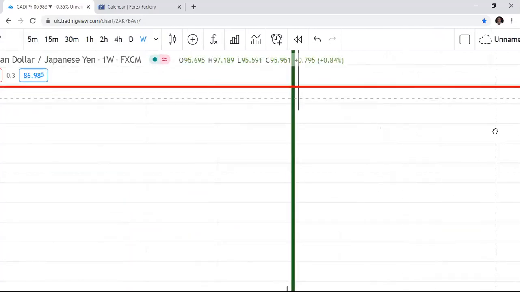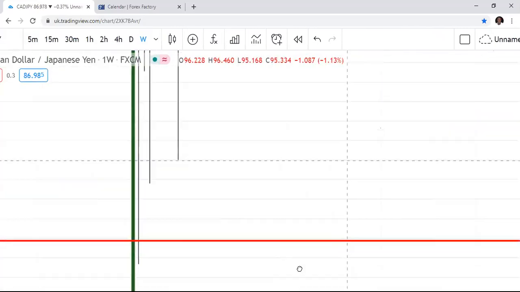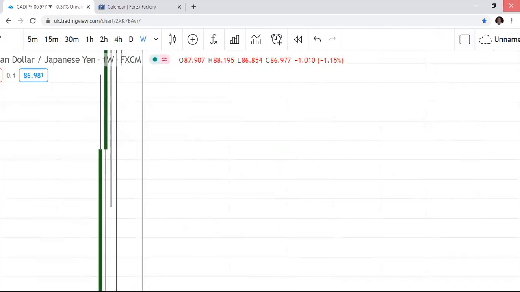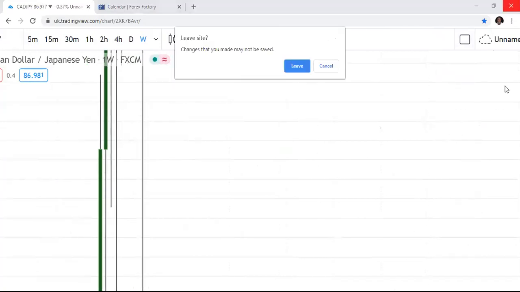This is TradingView. You can use TradingView to analyze the market. Just go to tradingview.com.